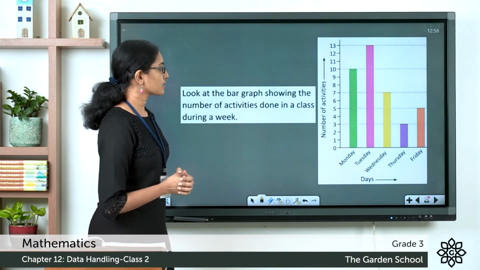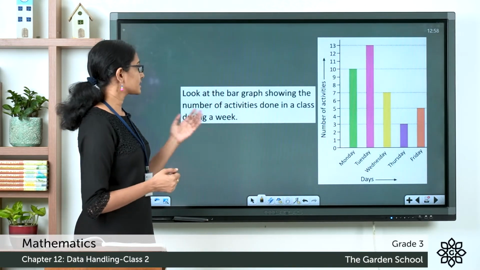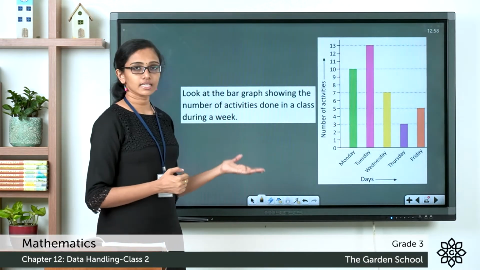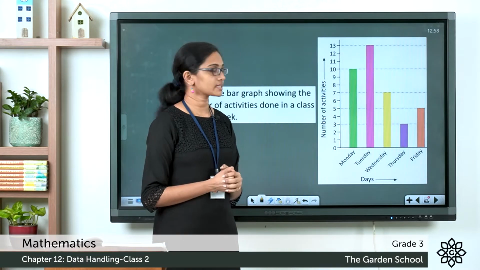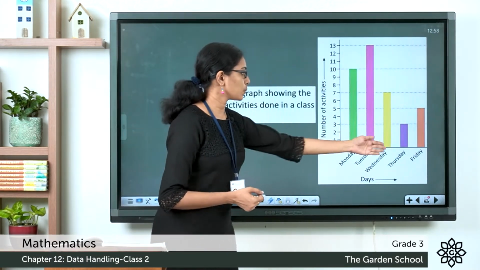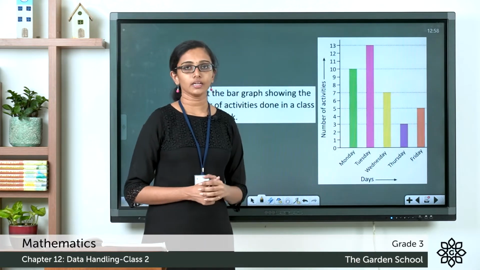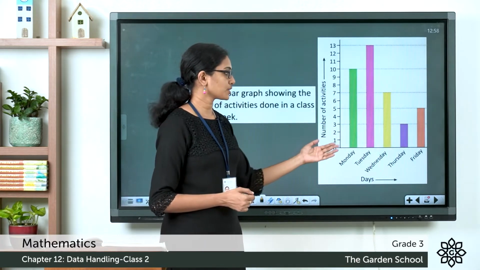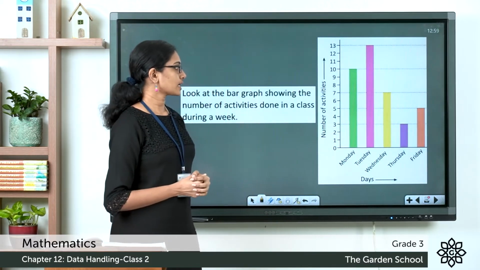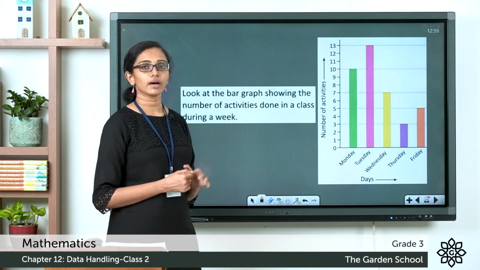Here you can see a bar graph. Look at the graph showing the number of activities done in a class during a week. So here in this bar graph, what data is depicted? The number of activities done by children in a class in a week. So on the horizontal line, you can see the labels corresponding to each working day. Now on the vertical line, you can see the number of activities done by the children.